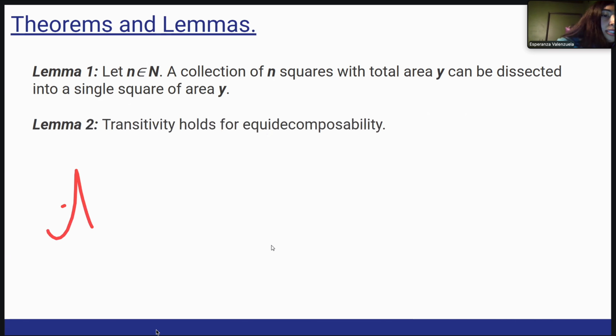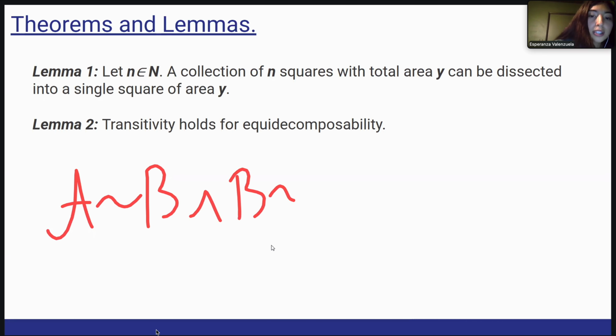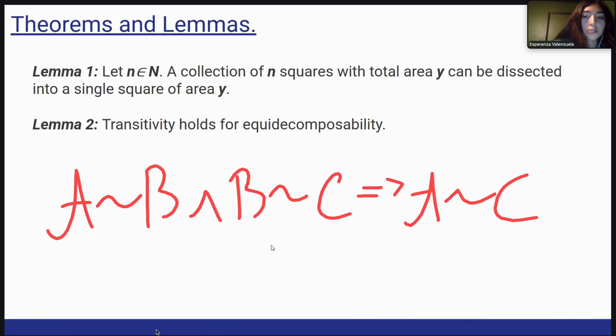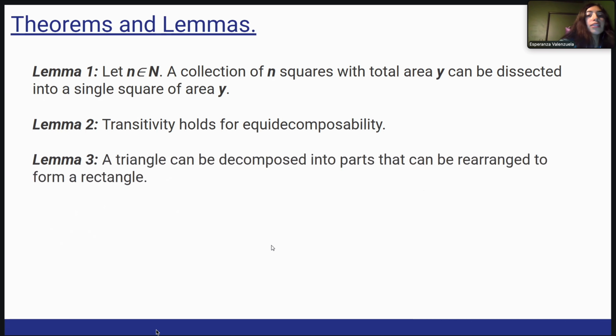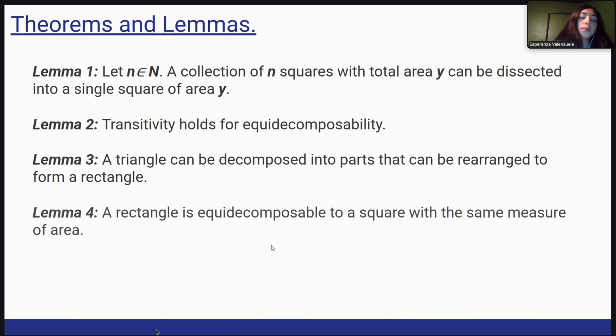And then lemma 2 is that transitivity holds for equal decomposability. So if A is equal decomposable to B and B is equal decomposable to C, then A is equal decomposable to C. Lemma 3 is that a triangle can be decomposed into parts that can be rearranged to form a rectangle. So if we have a triangle and we cut it up into pieces and then rearrange them to form a rectangle. Lemma 4 is similar. A rectangle is equal decomposable to a square with the same measure of area. So if we have a rectangle, we can cut it up into pieces and then rearrange those pieces to form a square with the same measure of area.